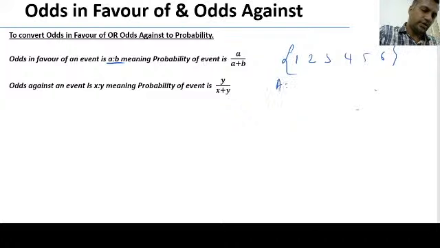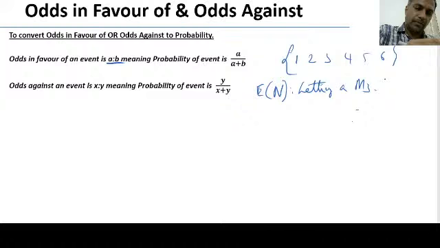All right, let's say you defined an event, event N. What is event N? Getting a multiple of 3. What are the multiples of 3? 3 and 6.